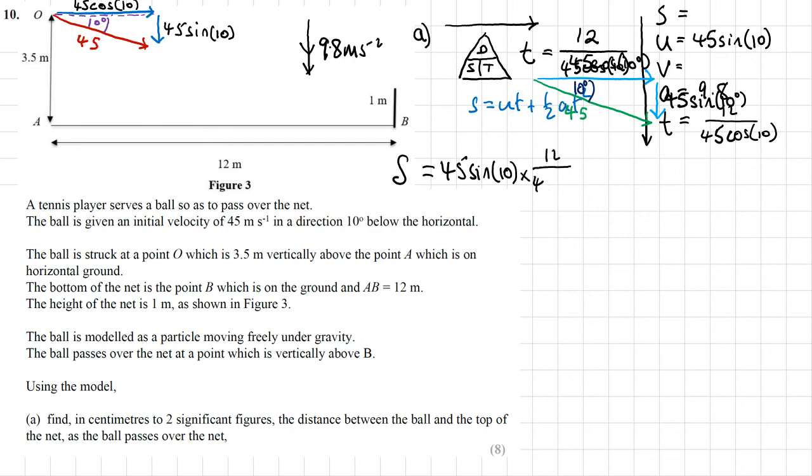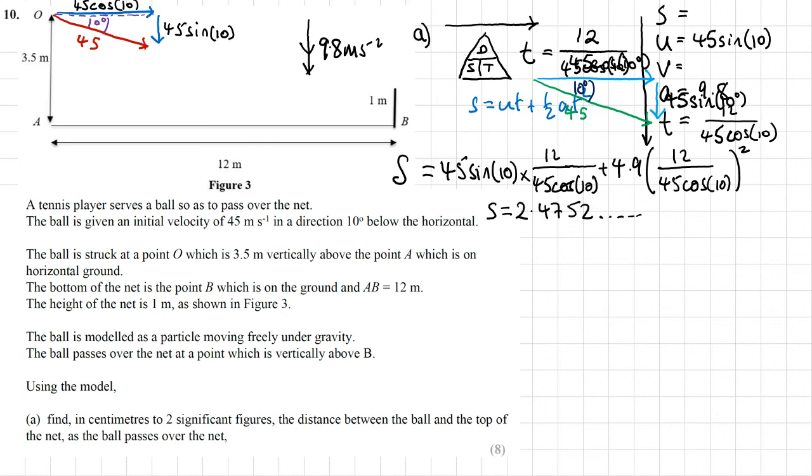Let's get that right, 45 cos 10, ut plus half a. Now half of a is going to be 4.9, so just put that in, t squared. So that's going to be 12 over 45 cos 10 all squared. Now that gives a value of s of 2.4752, and so on. So that is how much it's dropped from 3.5.